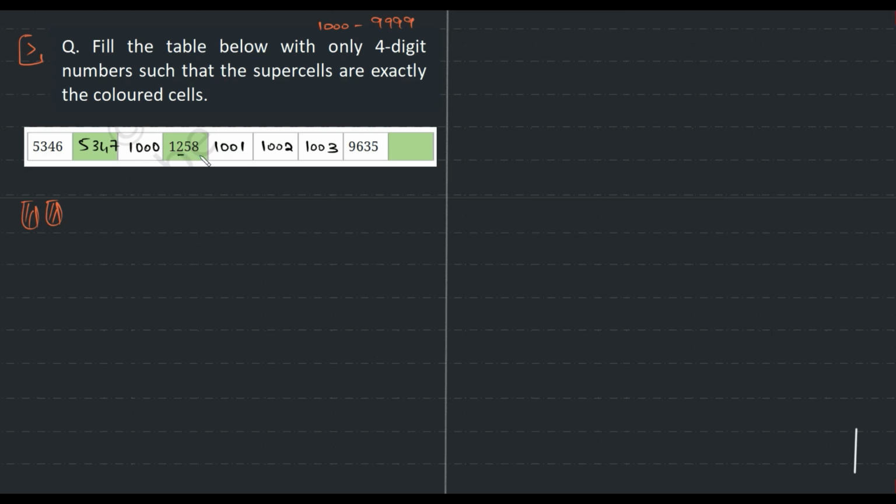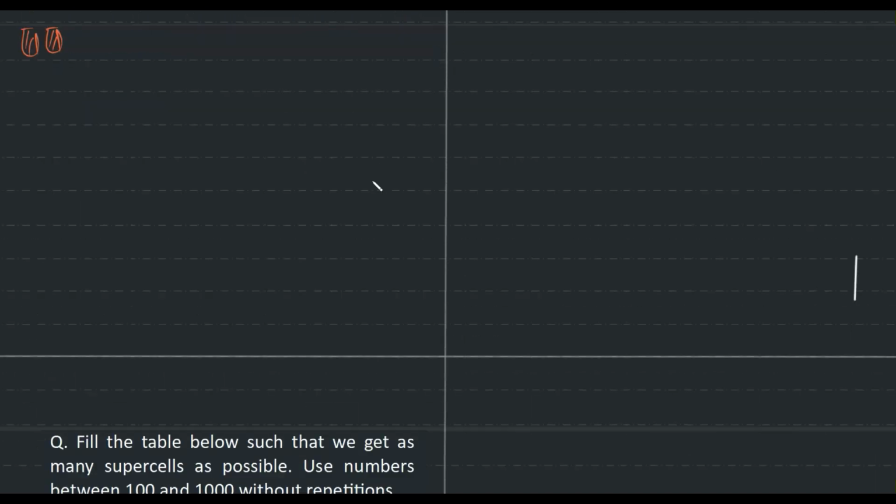1001, obviously, we have a supercell over here. 1002 is not clearly greater than 1003. 1003 is not clearly greater than this number. And this can be 1636. Again, this is one possibility of many. It's left to you guys what numbers you want to put.